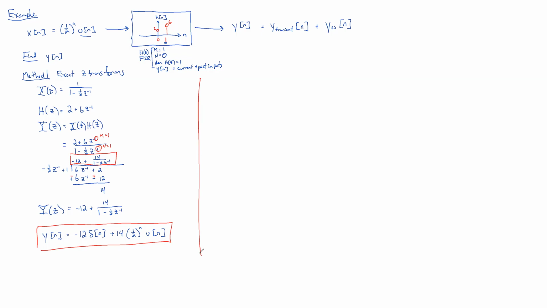Let's do it a different way. Let's use method 2, which uses the steady state approach. What we're thinking about is we've got some sort of complex exponential, and it's going to go into our system.